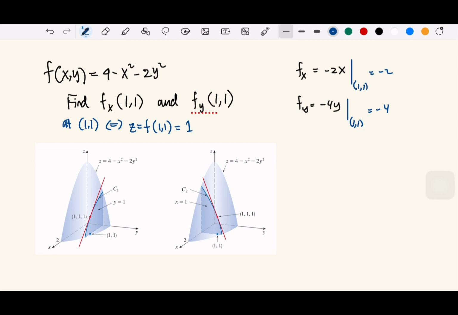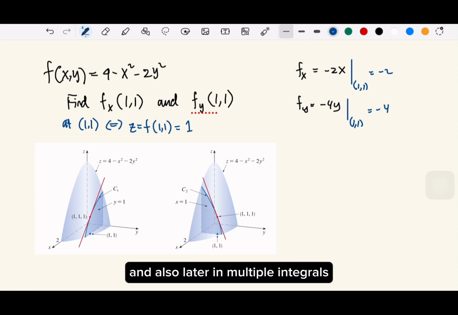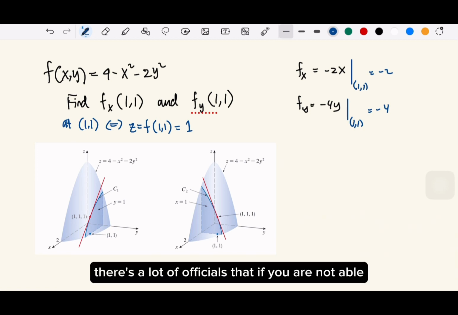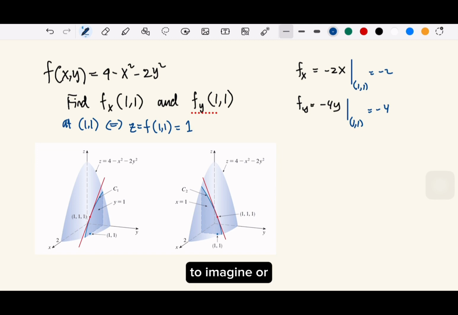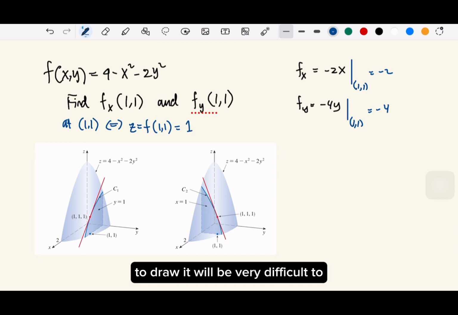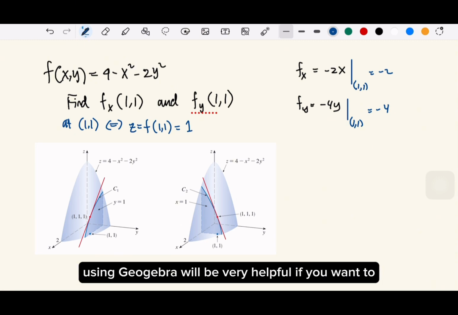So in partial derivatives and also later in multiple integrals, there are a lot of visuals that, if you're not able to imagine or to draw, it will be very difficult to make sense of all the formulas. So I think using GeoGebra will be very helpful if you want to understand more about the graph and the concept.